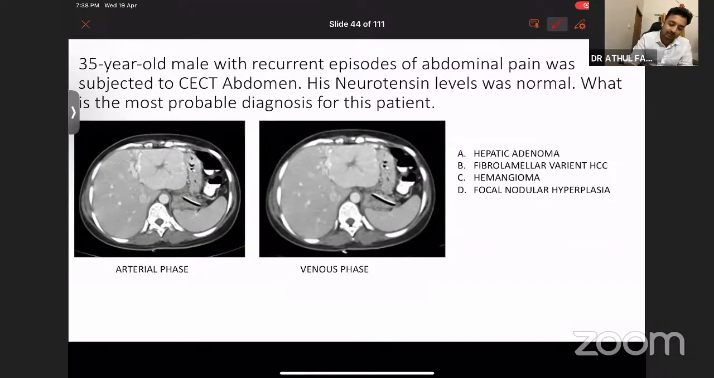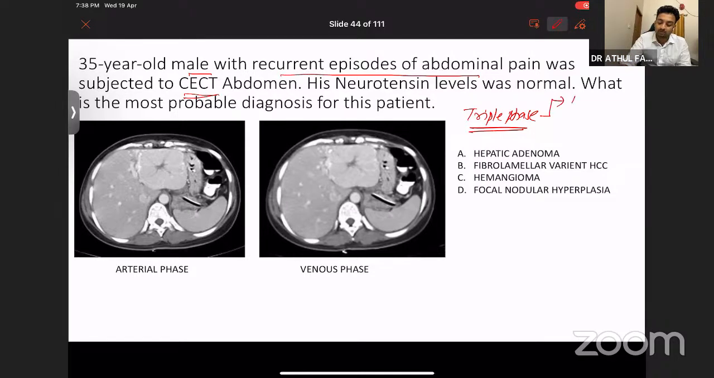So you should know. This is a 35-year-old male with recurrent episodes of abdominal pain who came to you. So you did a CECT abdomen. For all liver lesions, what you have to do is a triple phase CT. That is the first point you have to understand, whether it is for exam or for a practical purpose. Whenever you are dealing with a liver patient and there is a focal liver lesion, you have to do triple phase.